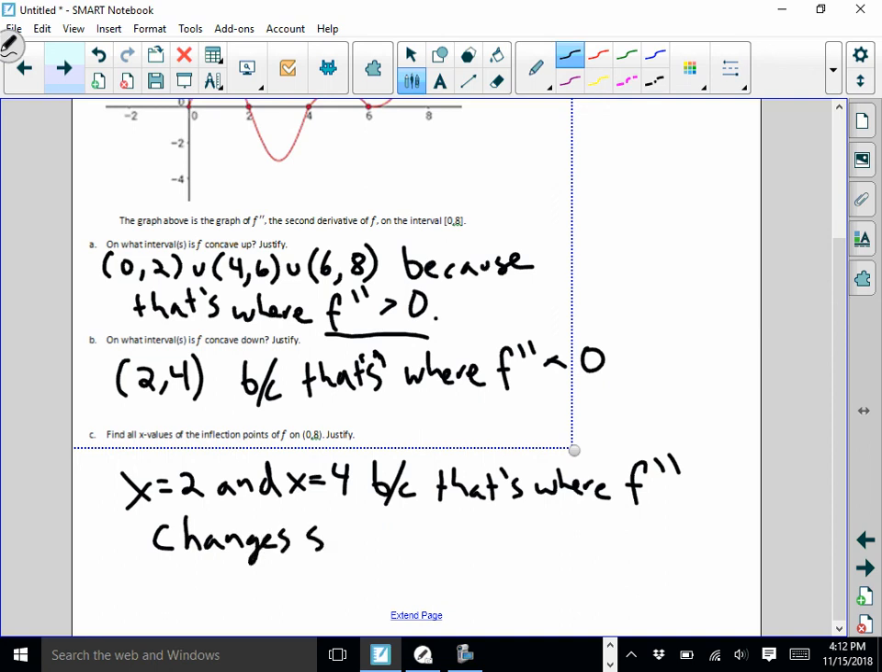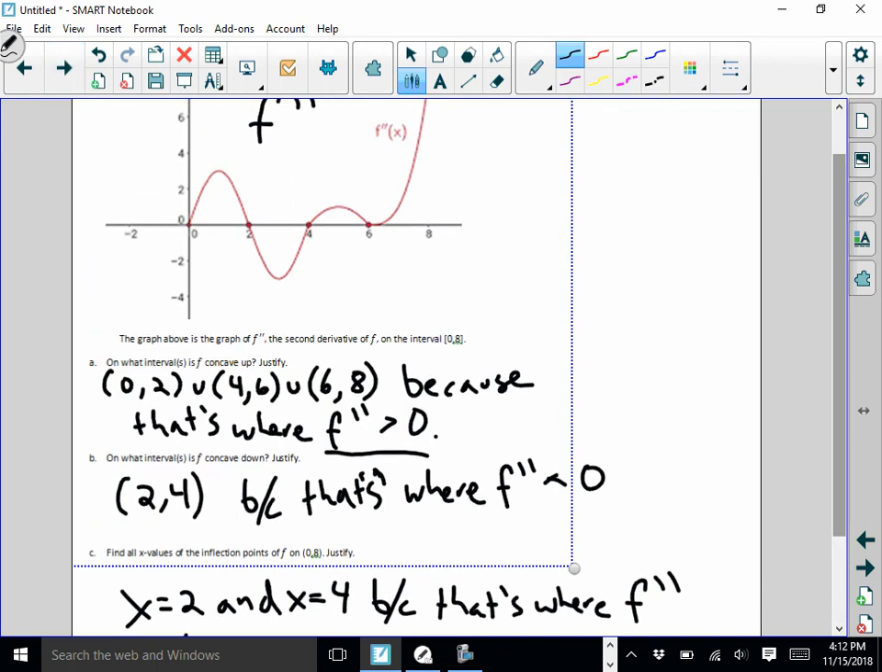I want you to be careful here. x equals 6 is not an inflection point because we did not change concavity. Even though x equals 6 is a 0, and even though x equals 0 is a 0, we didn't change concavities. At 2, we went from concave up to concave down. At 4, we went from concave down to concave up. At 6, we went from concave up to concave up. So that's not an inflection point because we didn't change concavities. And since we don't know what's happening when x is negative, we can't assume what's going on the other side of the y-axis.